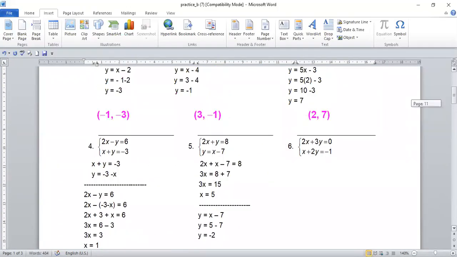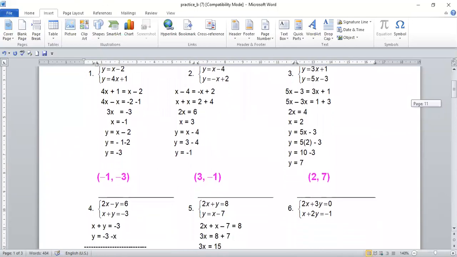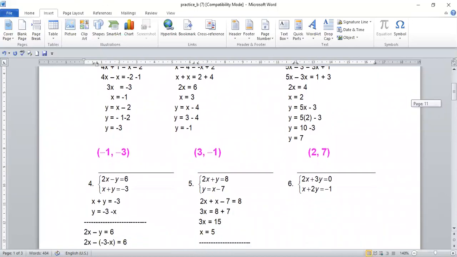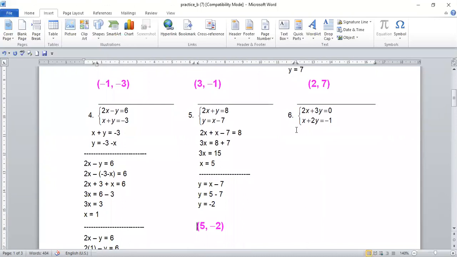Okay, now moving on to, did they ask you to check? Yes, they said to check the answer. Okay, we will check for this one, question number 6, because I did not realize that. Fine. So here again, we don't have any one equation as y, right? So we need to change it to x or we need to change it to y.